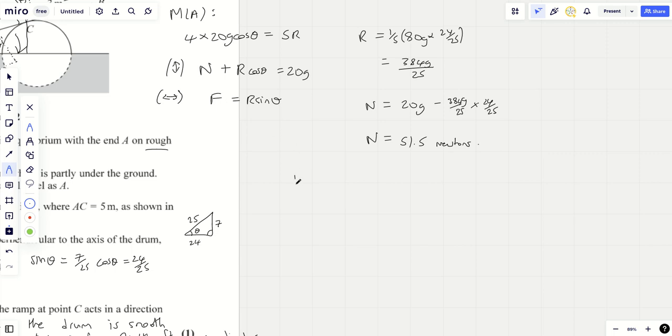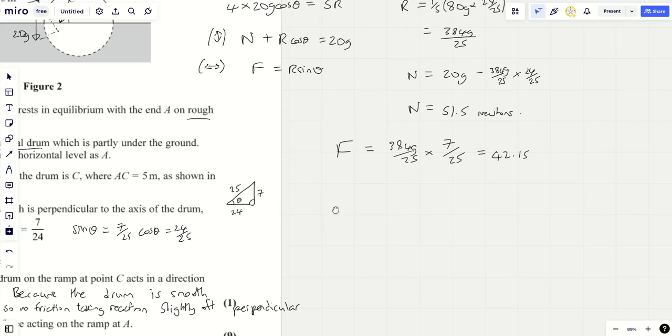Okay, now I'm going to work out F. F is simply R, 384g over 25, multiplied by sine theta, which is 7 over 25. I can work that out. That is 384 times 9.8 times 7 divided by 625. I'm getting 42.147 or 42.15. I'm going to round up to 42.15 just to make sure my final answer isn't thrown by over-rounding here.